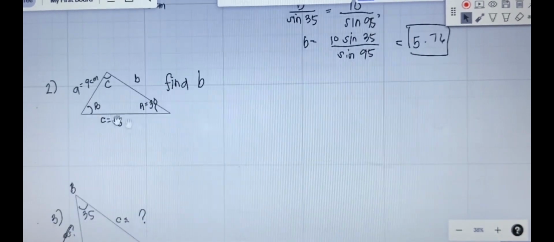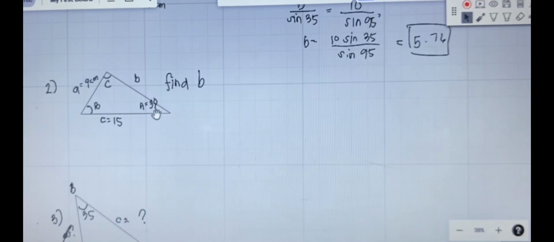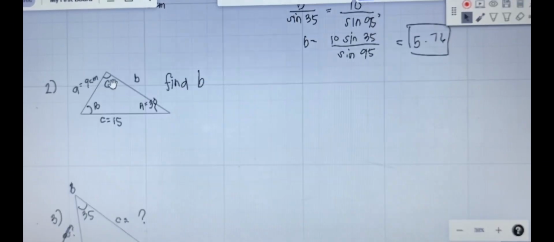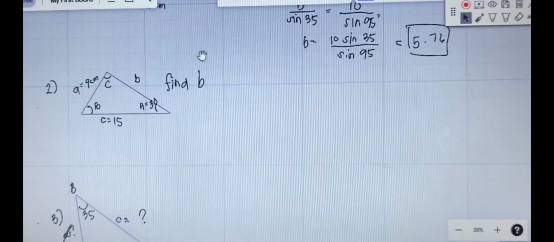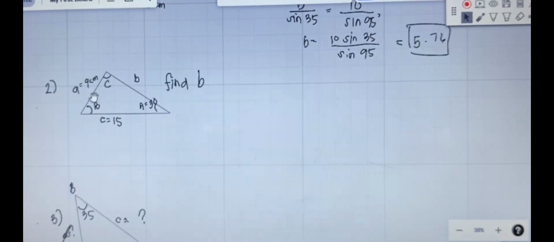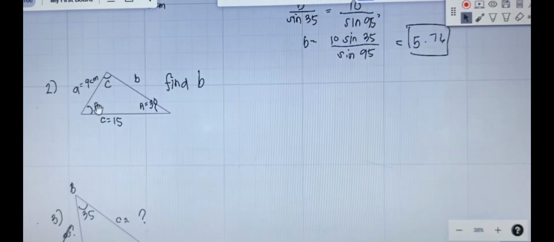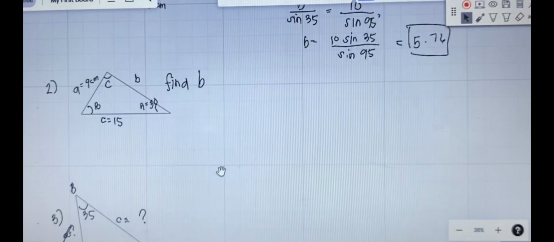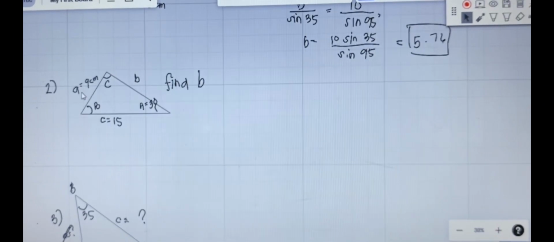Number 2, we have an angle A, the opposite side, and we have c, but we don't have the angle C. Also, we're going to look for b. So first, we have to find C to get this angle, and we'll find b later. Now, let's start with the given. We're looking for C.